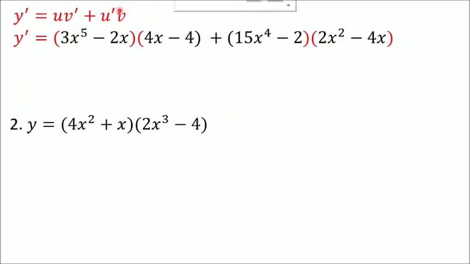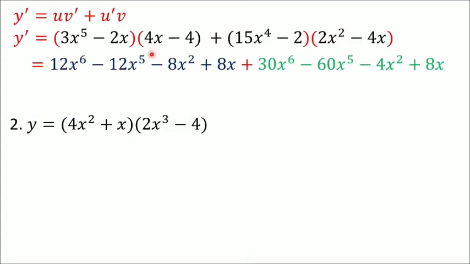Okay, so I'm just rewriting what's there. And then we will multiply this using the FOIL method. 3x to the 5th times 4x plus 3x to the 5 times negative 4 plus negative 2x times 4x plus negative 2x times 4. So, just remember your multiplication of binomials. This is the result. Okay, so we used FOIL here, class.